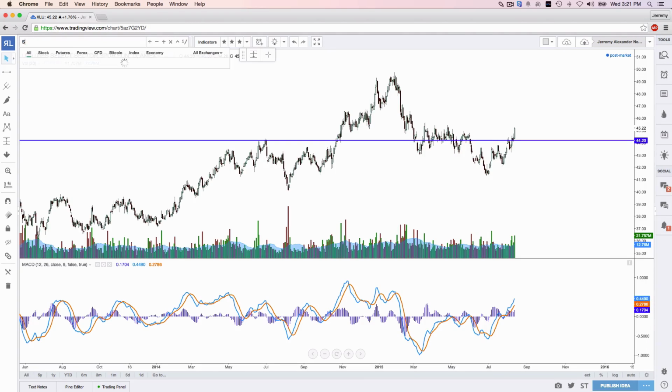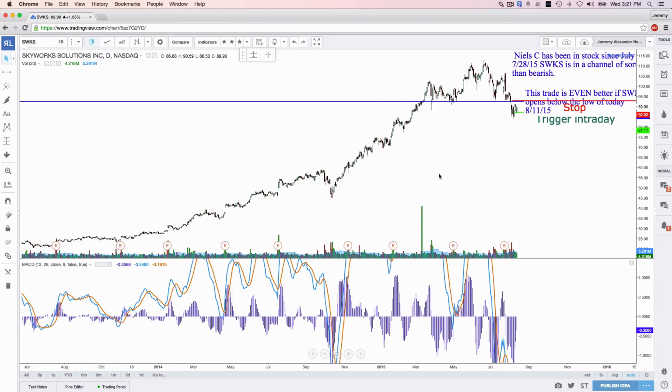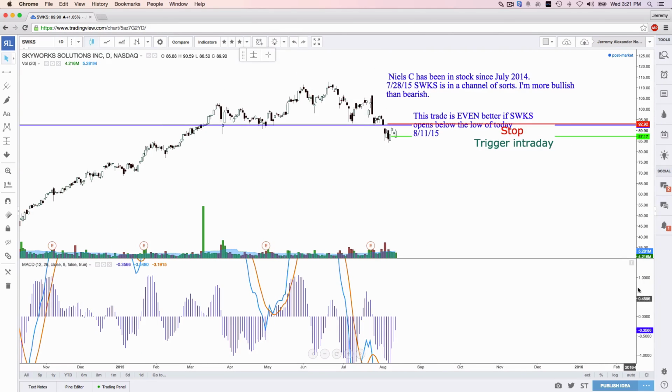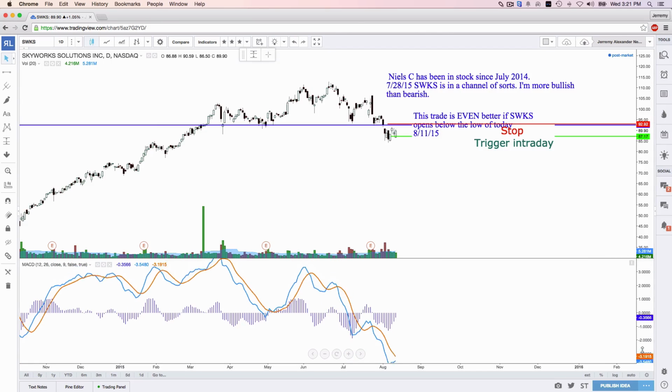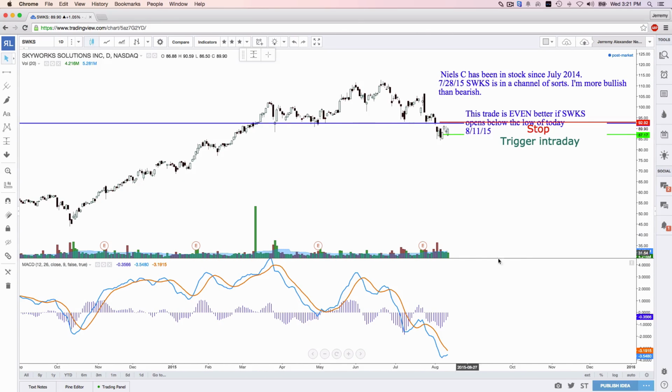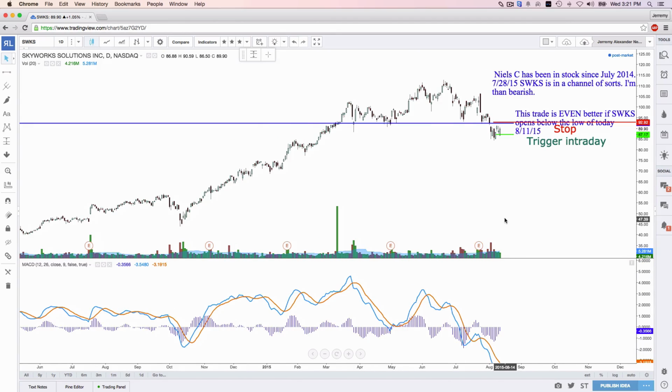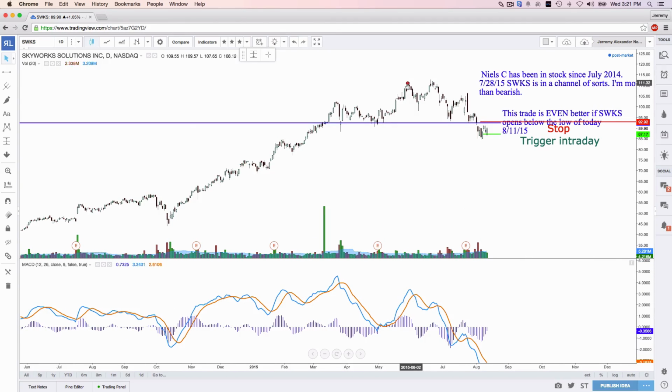Skyworks Solutions. Let's go check out that one. On Skyworks I'm actually a little bit bearish at the moment specifically. Let's look at some divergence here on Skyworks Solutions, and let's just check out the chart and see what we can find. Right here was probably the most obvious of the divergences. You had actually kind of two or three divergences.